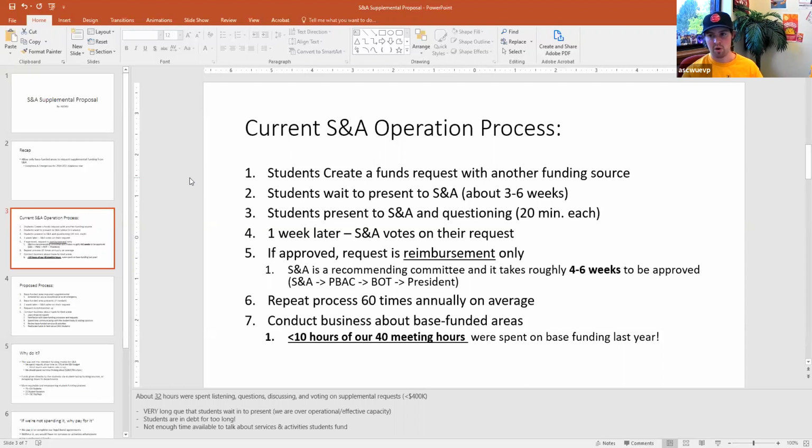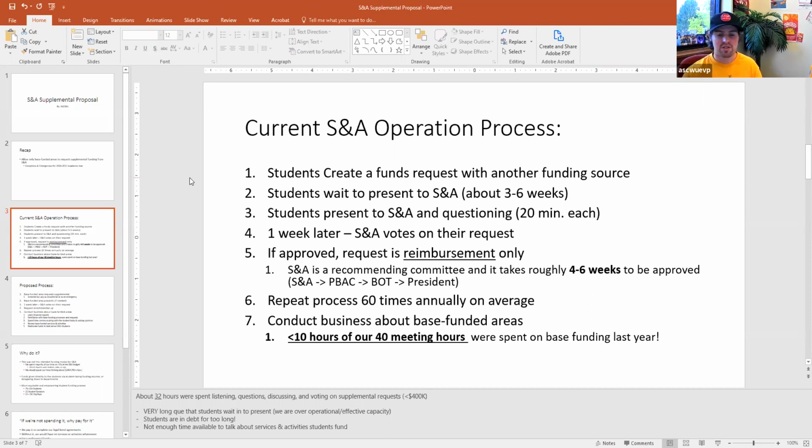Say clubs and orgs usually had to request funding from either Funds Council or ESC before Lacey or anyone really deemed it ready to come up to S&A. So that already shows they had to go to one place just to get to another place that they were really trying to get to.